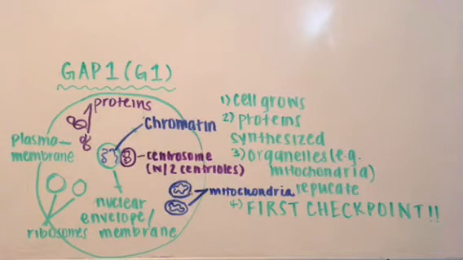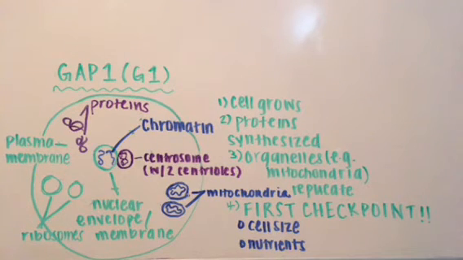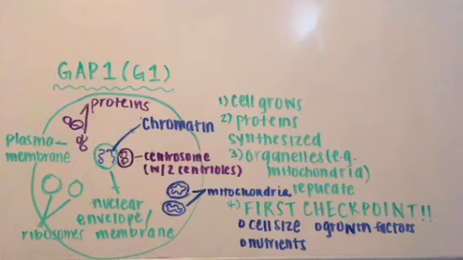The cell must check its size to ensure that it is big enough to divide. It also must check if it has enough nutrients and energy reserves to support 2 cells after it divides. It also checks whether it is receiving any signals from its neighbors or the body. For example, if there is already a sufficient amount of cells in the body, the surrounding cells might chemically signal a cell not to divide.